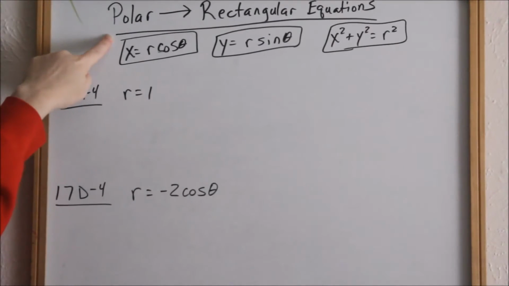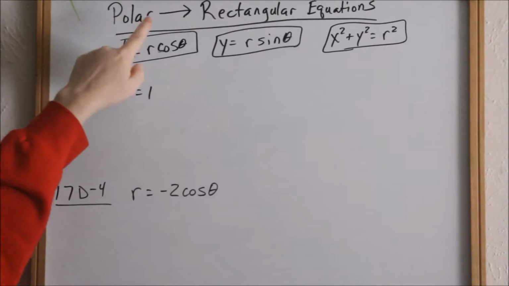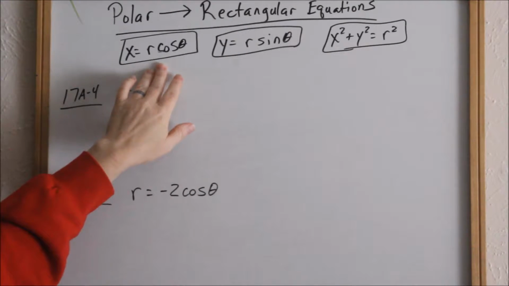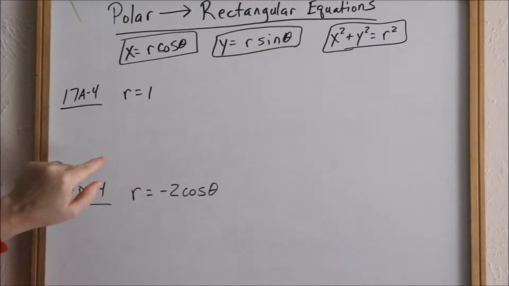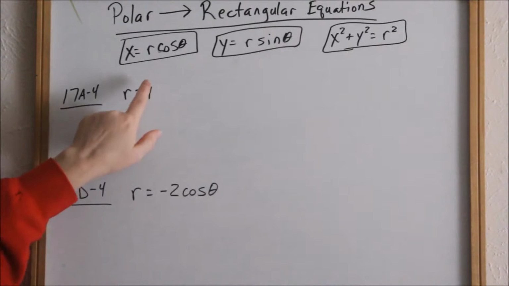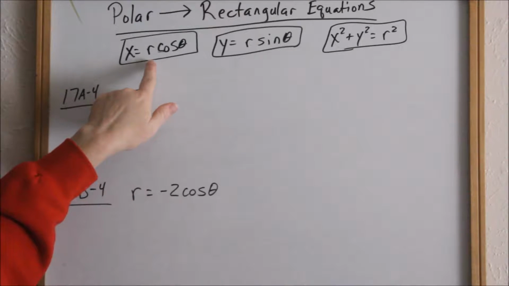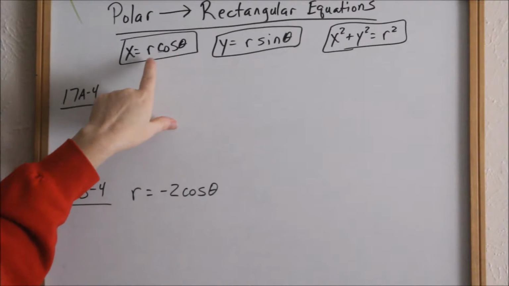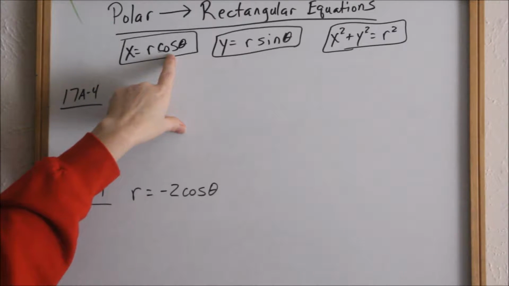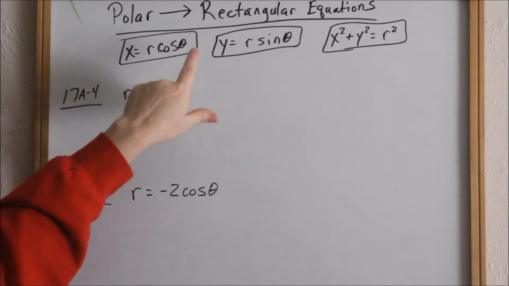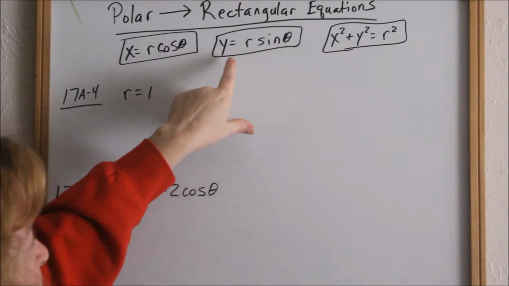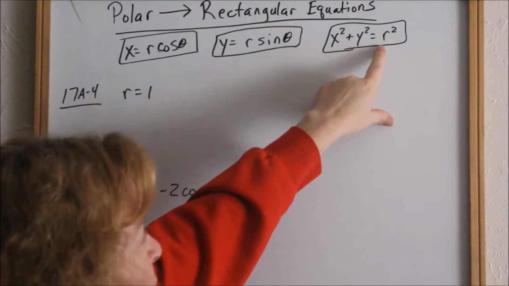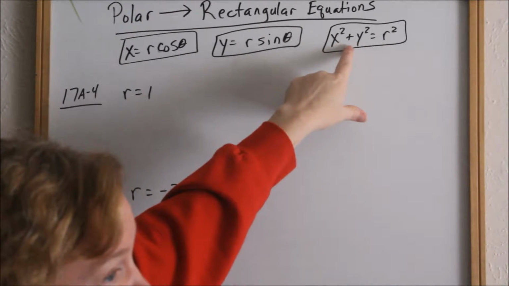Okay, now we're going to be doing polar equations to rectangular equations, using these same relationships. The one thing I want you to notice is all of our equations will be in r and theta. So we are looking for an r times cosine theta. When we see an r times cosine theta, we can replace it with an x. When we see r times sine theta, we can replace it with a y. If we see r squared, we can replace it with x squared plus y squared.